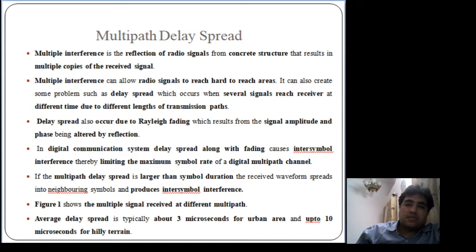as delay spread. If the delay of the transmitted signal is greater than the symbol duration, then there is a chance that it will overlap into the symbol duration of the neighboring signal, which may result in intersymbol interference. So multipath delay spread for urban area is kept to around 3 microseconds, and for hilly terrain it is kept to 10 microseconds.